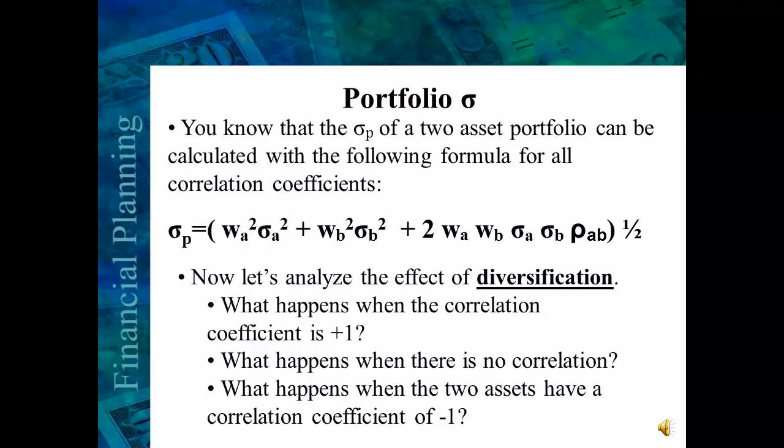You know that the standard deviation of a 2-asset portfolio can be calculated with the formula shown. Now, let's analyze the effect of combining assets with different correlation coefficients, i.e. diversification. What happens when the correlation coefficient is +1? What happens when there is no correlation? And what happens when two assets have a correlation coefficient of -1?